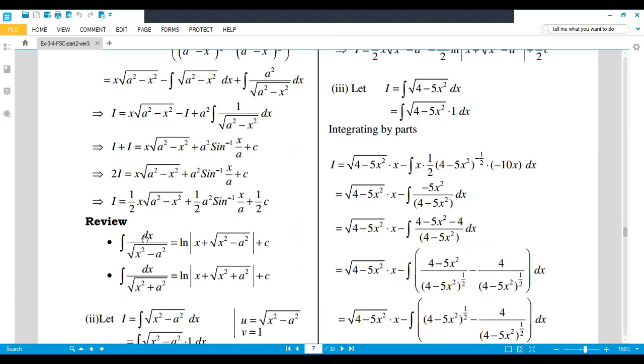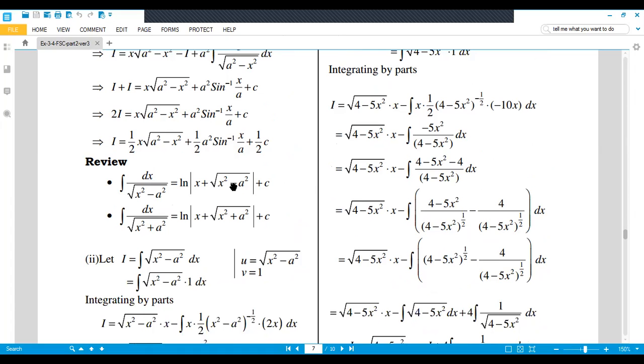You know that the integral of 1 over under root x square minus a square is natural log of x plus under root x square minus a square, and the integral of 1 over under root x square plus a square is natural log of x plus under root x square plus a square. So you should know these integrals. So I is the integral of under root x square minus a square dx, and v is 1.